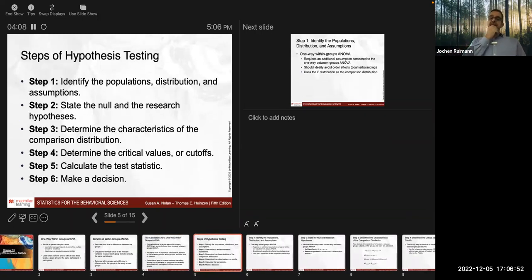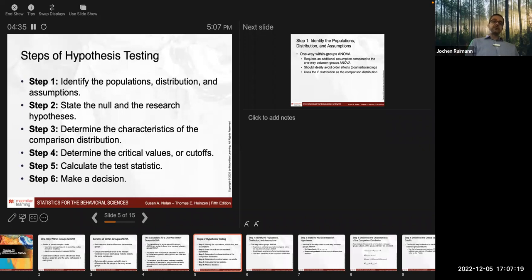The steps are the same. We identify the population, the populations, the distributions, and the assumptions. The assumptions are the same again. So normal selection, the random selection, normal distribution, and homoscedasticity between the groups. We're stating a research hypothesis, and the null hypothesis is again that none of these groups are different. Well, the research hypothesis is that at least one is different from another.